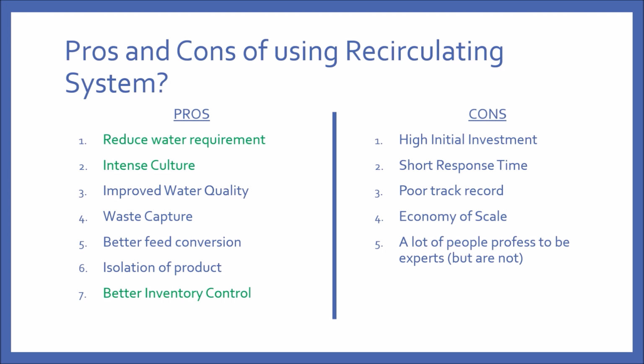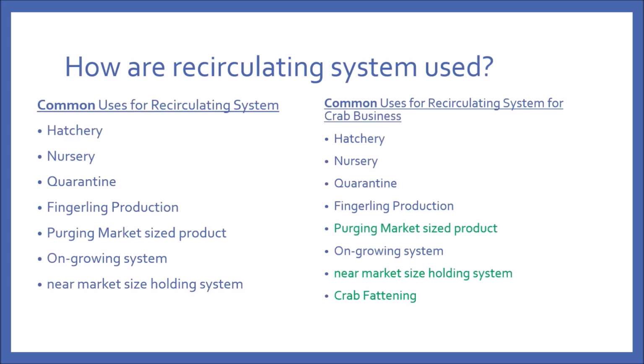How are recirculating systems currently used? Common uses for RAS systems are in the hatchery business, nursery, quarantine, fingerling production, and purging of market-sized products. So what do you mean by purging? Purging of market-sized products could be anything between restaurant chains, with aquariums located in restaurants, that often purge the creature, whether crabs or shrimp, of the ammonia in their system, ensuring a better quality growing-out system. A near-market holding system is also possible to utilize with RAS.